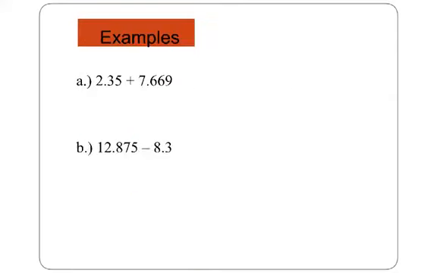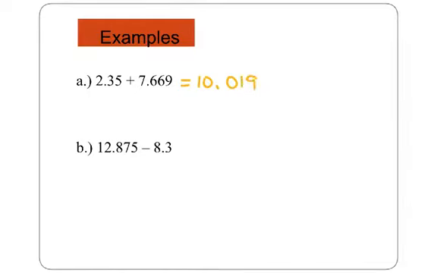You're going to need your calculator for this one. Get it handy. All we're doing is some adding. The first one is 2.35 plus 7.669. When we put it into our calculator, we get 10.019.